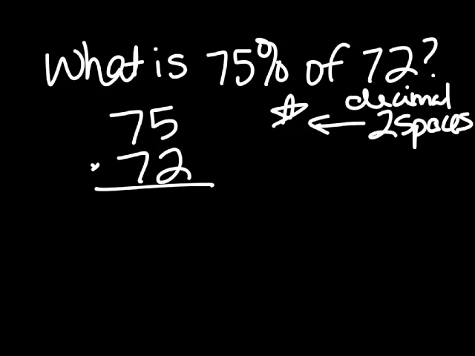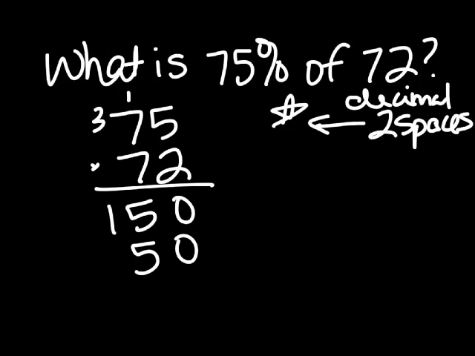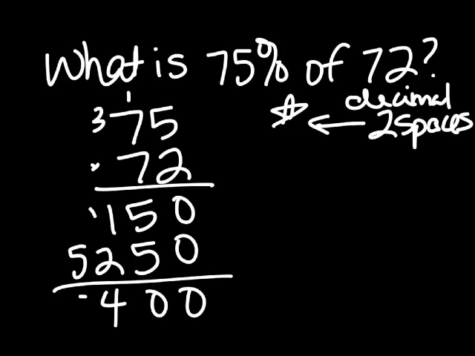So 5 times 2 is 10. 2 times 7 is 14, plus 1 is 15. Put the 1 down there. 7 times 5 is 35. 7 times 7 is 49, plus 3 is 52. I'm going to add all that up. 10, 4. Now I have 5,400.